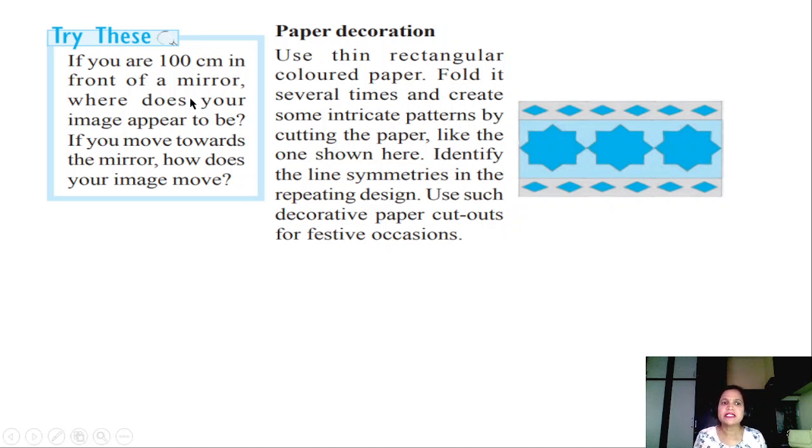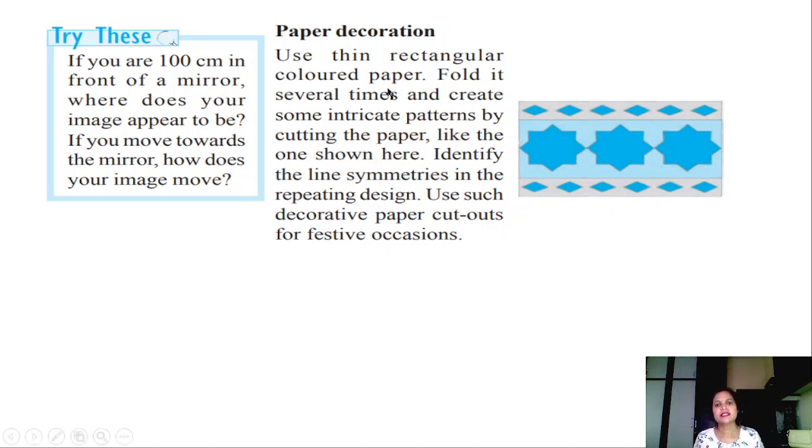If you are 100 centimeters in front of the mirror, where does your image appear to be? If you move towards the mirror, how does your image move? You play with it. Keep a mirror in your home, or tell your friend to hold a mirror, and start moving forward and backward. At a certain point you will get the exact mirror image of yourself. You can play with it. Sometimes you look very big and very small.